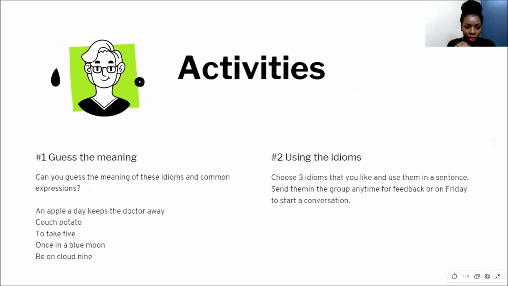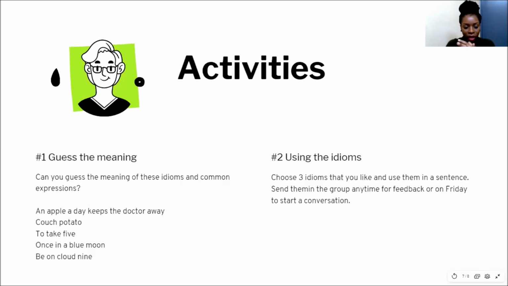So the first one is an apple a day keeps the doctor away. And this one, you don't really need to use it in a sentence. As itself, people use it like it is. Couch potato, an example would be, oh, my brother doesn't do anything with his life. He's just such a couch potato.